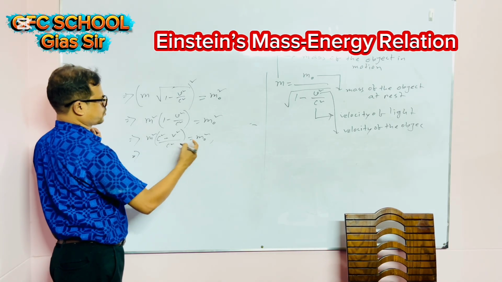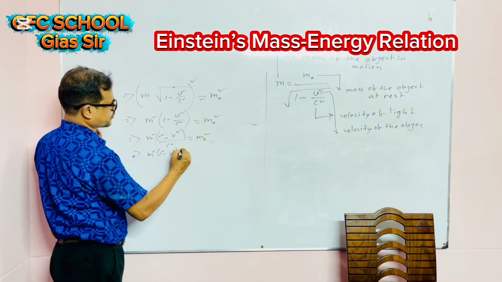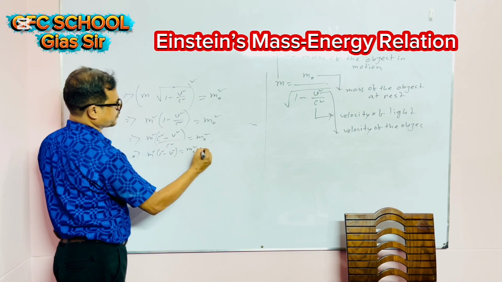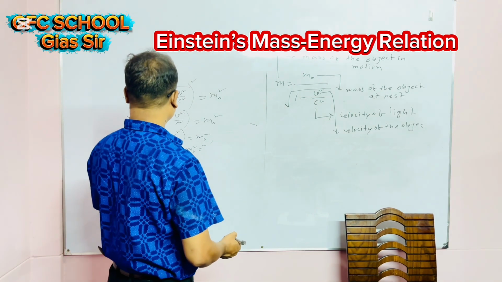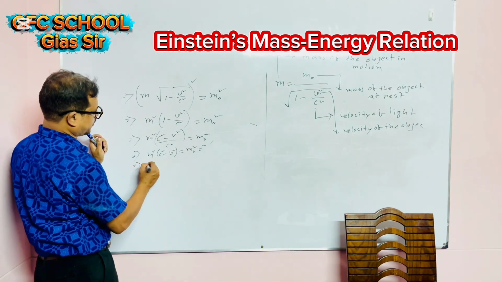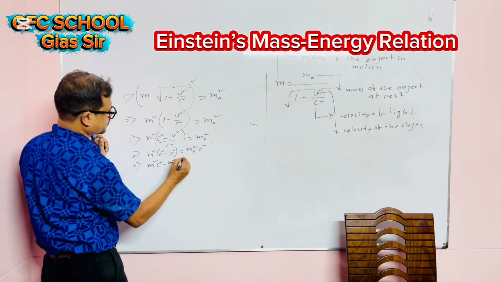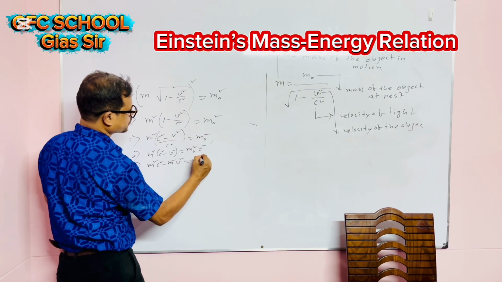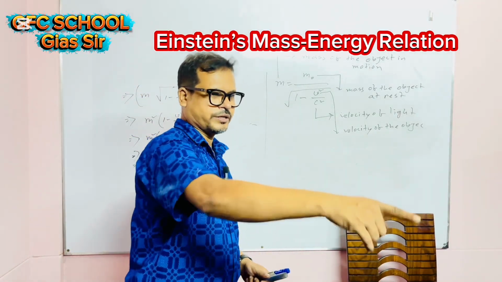Now we do cross multiplication. m squared c squared minus v squared m naught squared c squared. Okay, yes, this line we got. Now multiply: m squared c squared minus m squared v squared equal to m naught squared c squared. Like this.